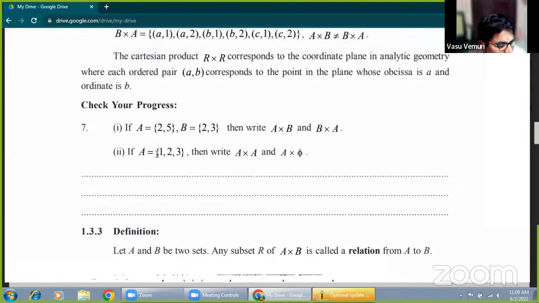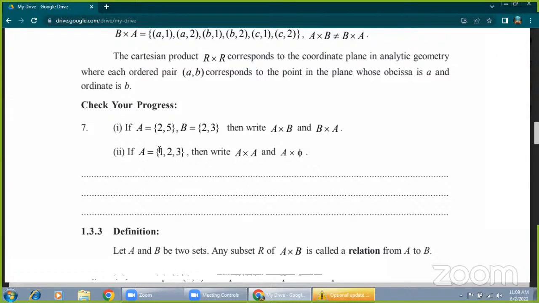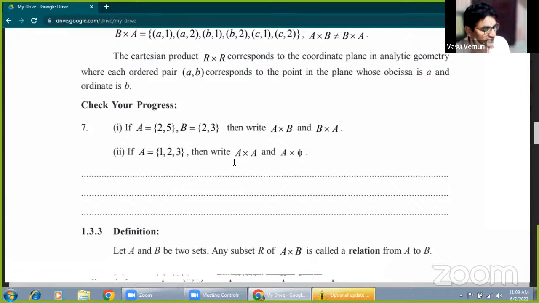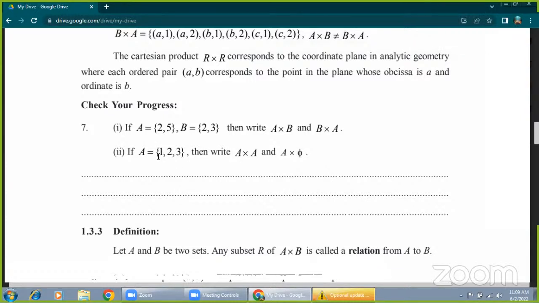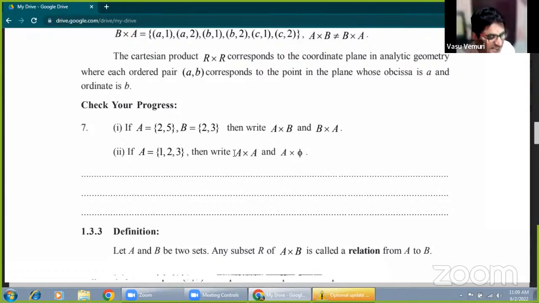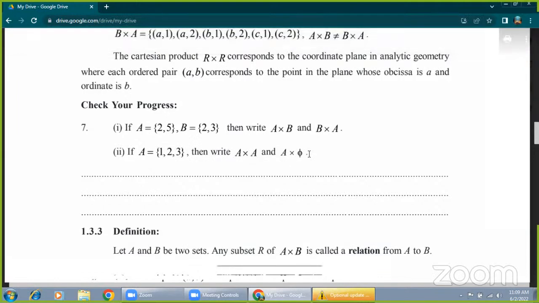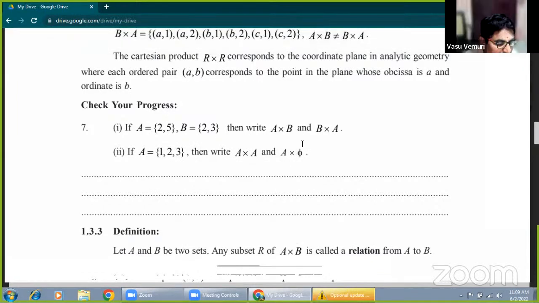And in the same manner, A equal to {1, 2, 3}. What is n(A)? 3. What is n(A), students? 3. Yes, very good. For A cross A, the elements of A are repeated: (1,1), (1,2), (1,3), (2,1), (2,2), (2,3), and so on. Just write A cross A and A cross phi. Phi means the empty set.